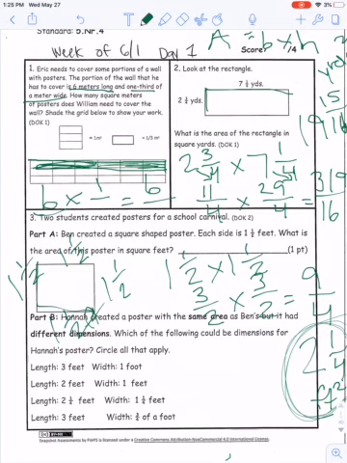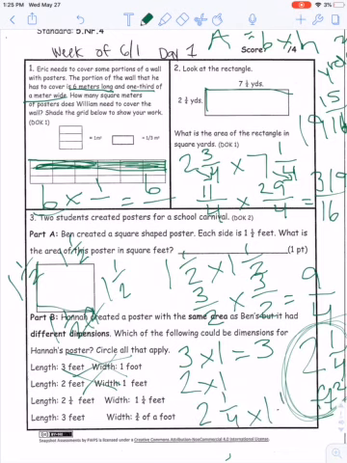So starting with this first one, we have 3 times 1. And 3 times 1 is 3. So that does not work. 2 times 1. That does not work. Okay, how about 2 and 1/4 times 1 and 1/4? Okay, we need to change these into our improper fractions.